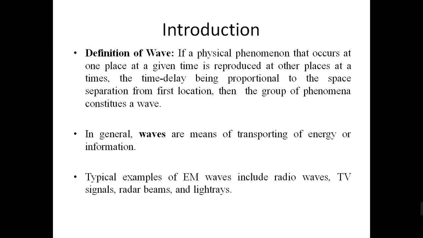So here let us see the definition of a wave. If a physical phenomenon that occurs at one place at a given time is reproduced at other places at later times, the time delay being proportional to the space separation from the first location, then the group of phenomena constitutes a wave. So in general, waves are means of transporting energy or information from one point to another. Typical examples of electromagnetic waves include radio waves, TV signals, radar beams, light rays, etc.